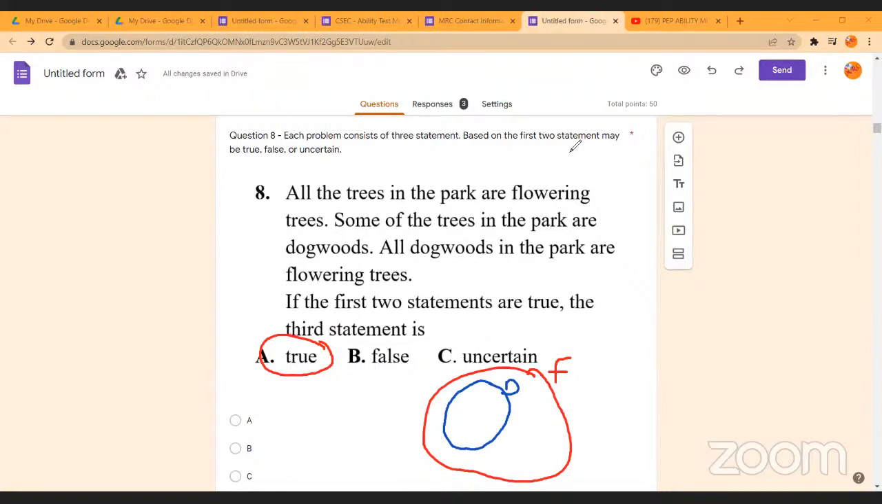Third statement is... And what's your answer? Your answer is true. Well done. Absolutely amazing. You got that correct. All right. So amazing.